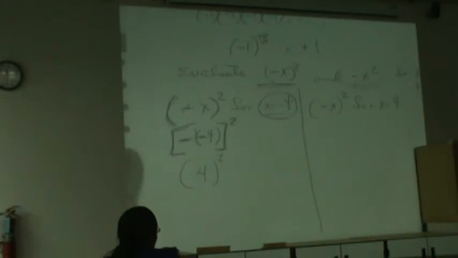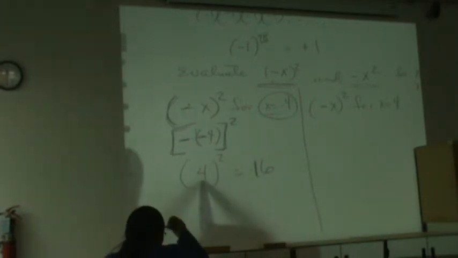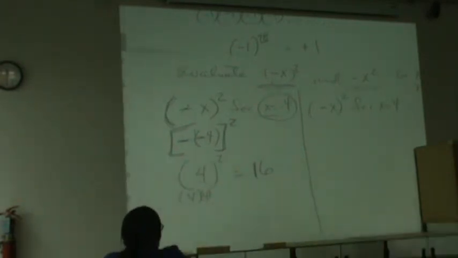Minus negative, remember we turned that into positive, right? Plus positive, or just make this a positive. So that makes this 4 squared, which is what? Not 8, it's 16, right? 4 times 4. Okay, so that's one of your answers.